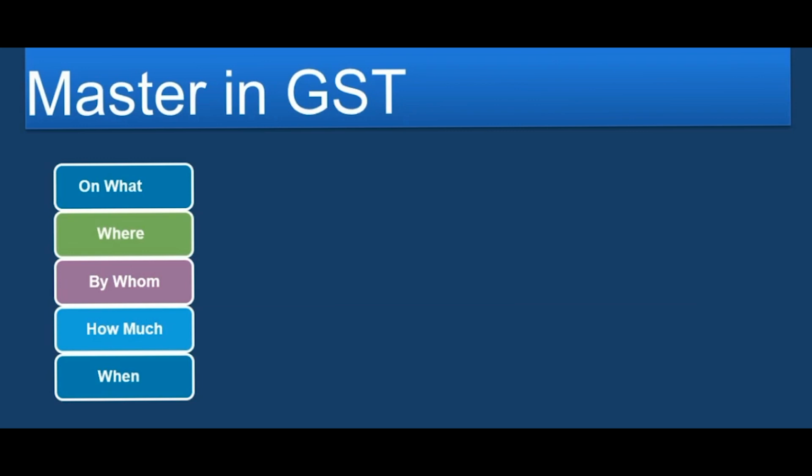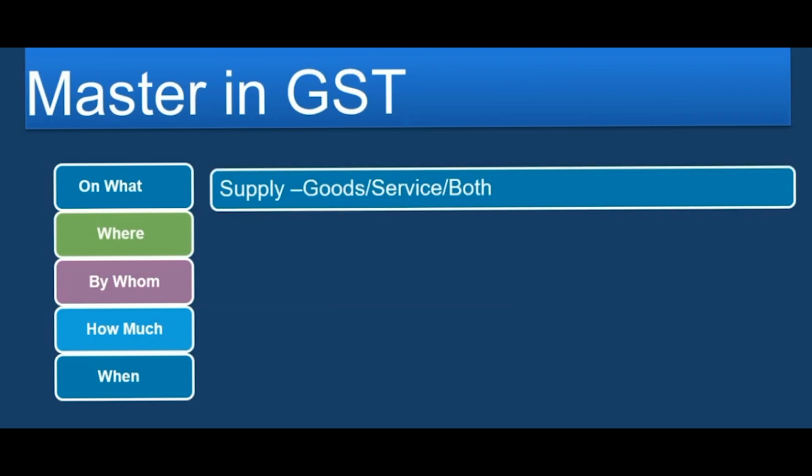So what the Act says about on what GST is payable. GST is payable on supply of goods or services, or both. So we will understand in detail what is meant by supply. What is the meaning of the words goods and services in our studies?